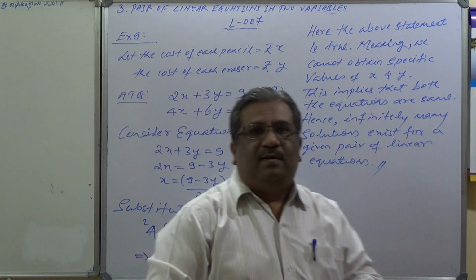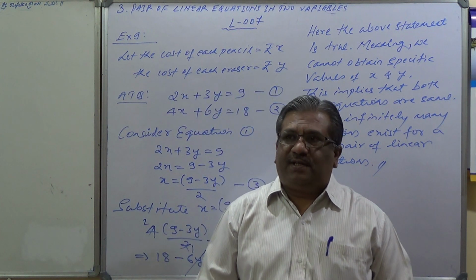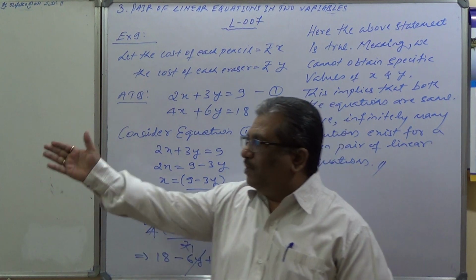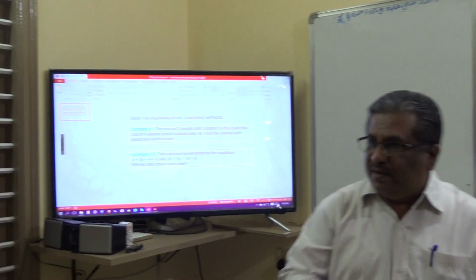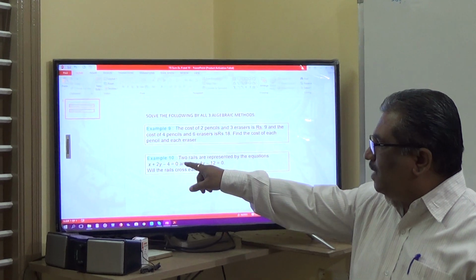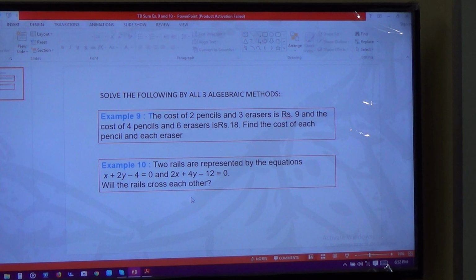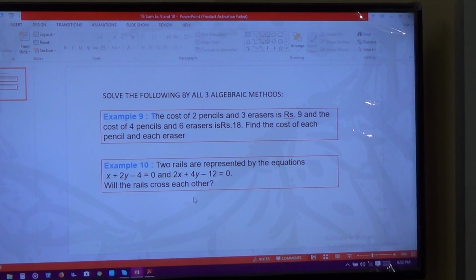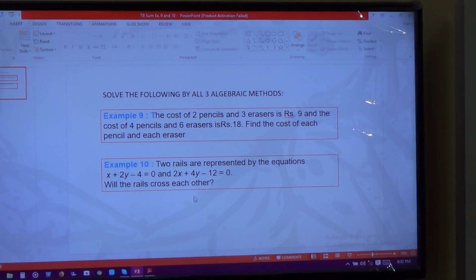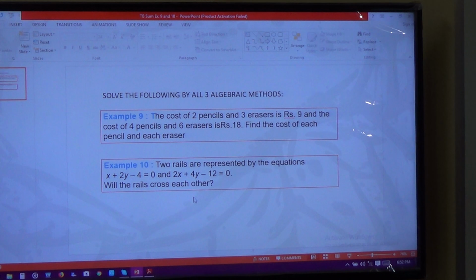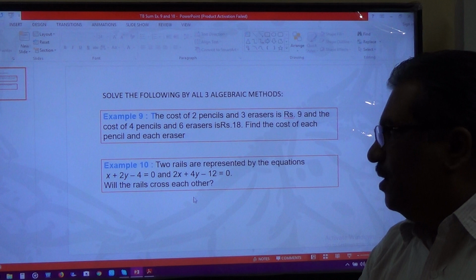We will take up another numerical, which is something like this. Have a look at the numerical, which is example number 10 given in your textbook. Note it down. Meantime, I will clear the board here. Here, example number 10 of your textbook.